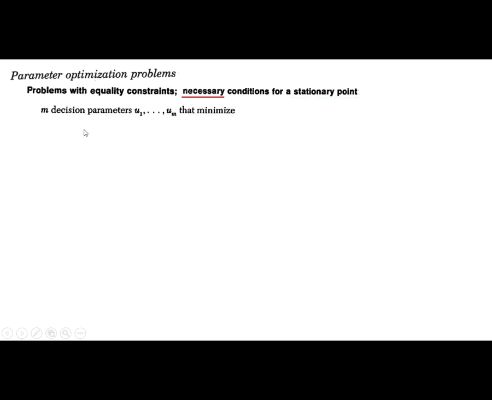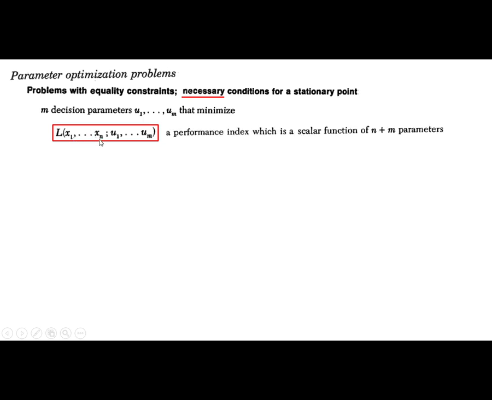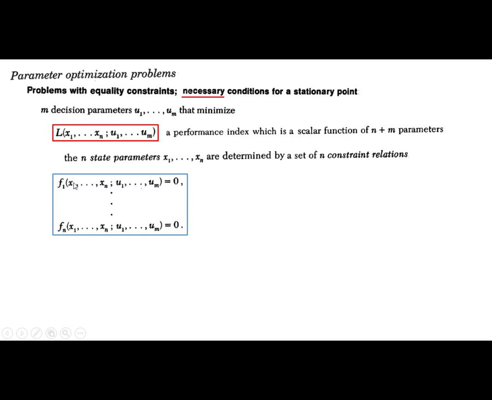We have m decision variables u1 through um, that we want to minimize an index of performance capital L function. Note that our new index of performance capital L is now a function of our decision variables u, as well as new variables called the state variables x1 through xn. Thus, we have n plus m variables to deal with. The n state parameters are subjected to some constraints f1 through fn as shown.